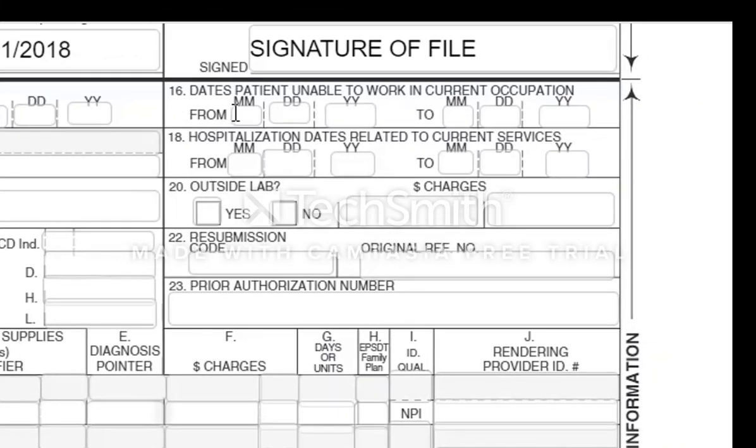Now, block 16, this is where we're talking about the patient's dates when they're unable to work. So this is going to be the from and the to date. Okay, so remember that the to date is going to be that last day that the patient is unable to work. So if they are able to return to work on July 1st, the to date would be June the 30th. Okay, if you don't have this information, then you're going to leave it blank.